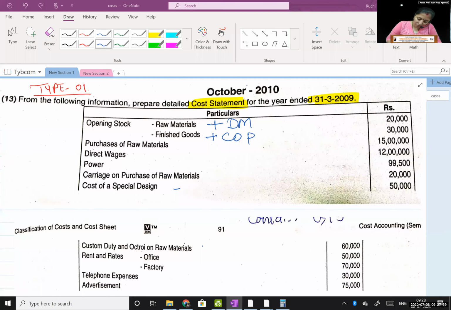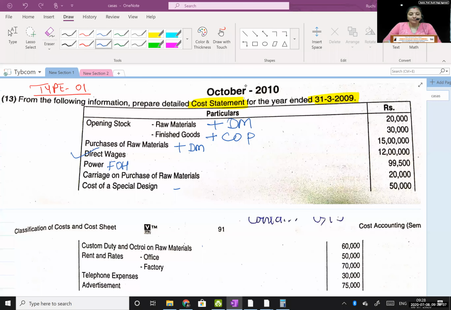Next, purchase of raw material. Add to raw material or direct material. Direct wages will be the second item under direct cost. Power. Where will power go? Yeah, factory. Correct. Factory overheads. Good. Carriage on raw material. Very good. Direct material.